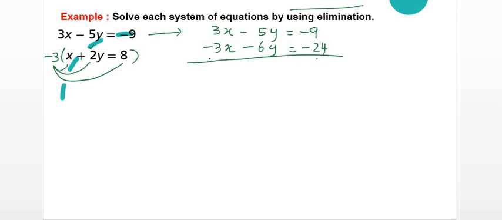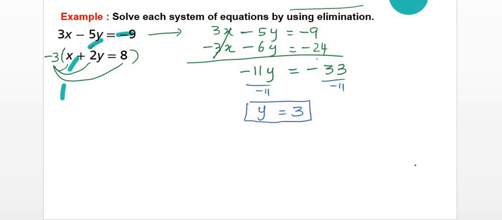Now this 3x and -3x, they will cancel each other, because +3 and -3 will be 0. Now here -5 and -6 will become -11y, equals -24, and -9 will become -33. What should I do next? I have to divide this equation by -11, here by -11, and here by -11, and as a result I will get the value of y, that is 3, right?